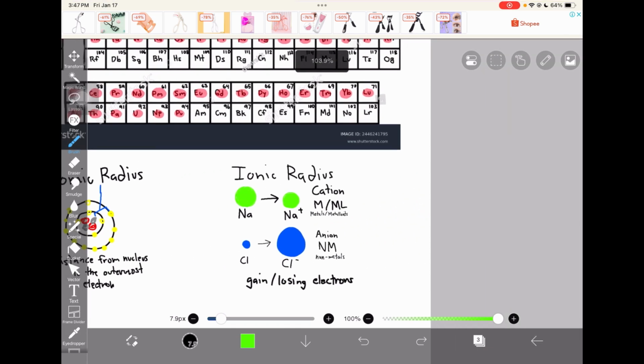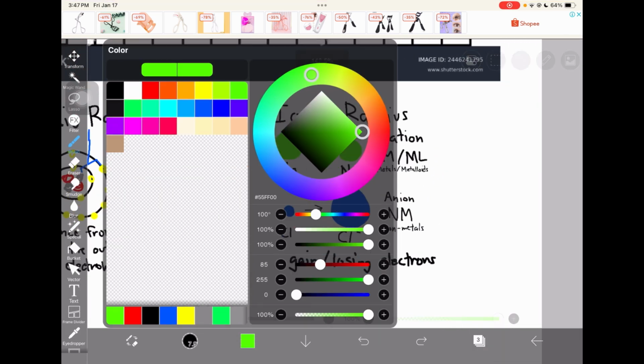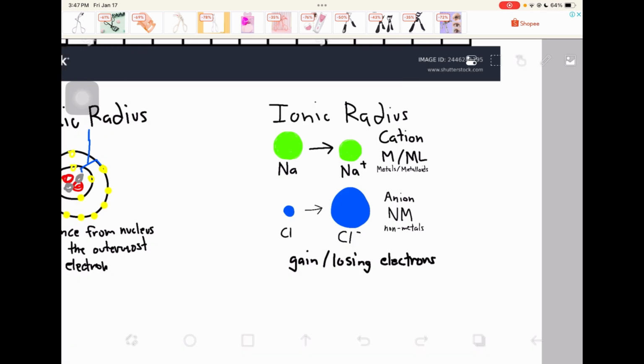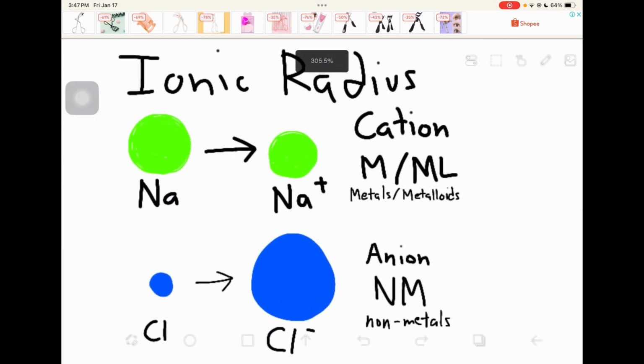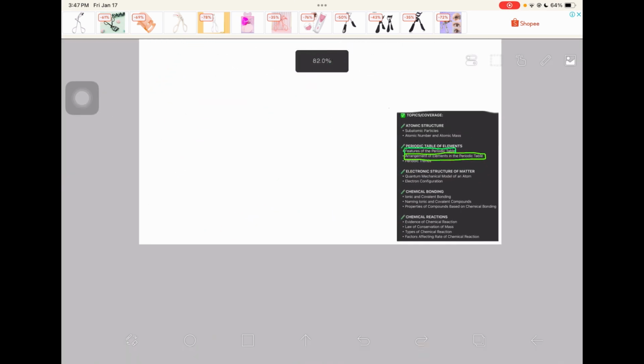Now, it gets a little bit complicated for ionic radius, but it's more or less the same thing. So, a cation is for these following elements here.